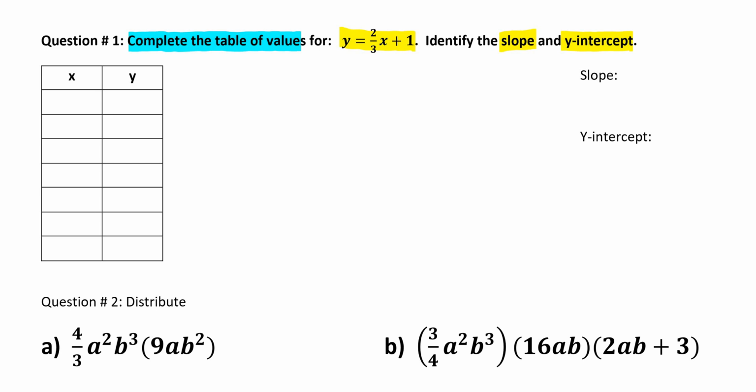Okay, so let's go ahead and find the slope and y-intercept first because we can get that right through the equation. So I have y equals 2/3 x plus 1, right? So 2/3 will be my slope, and my y-intercept should be 1. So we can write that as (0, 1).